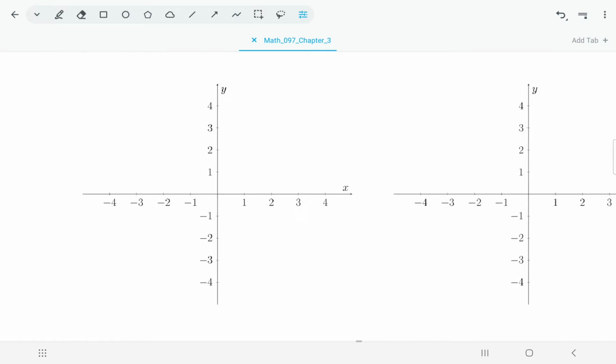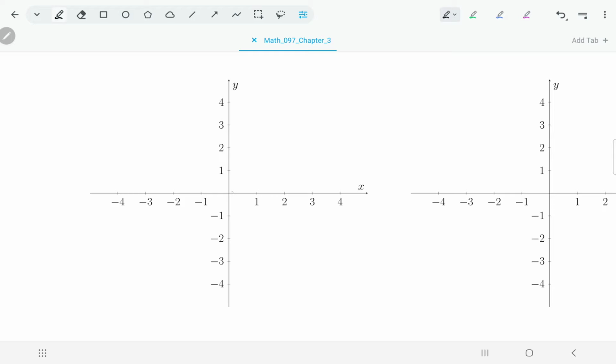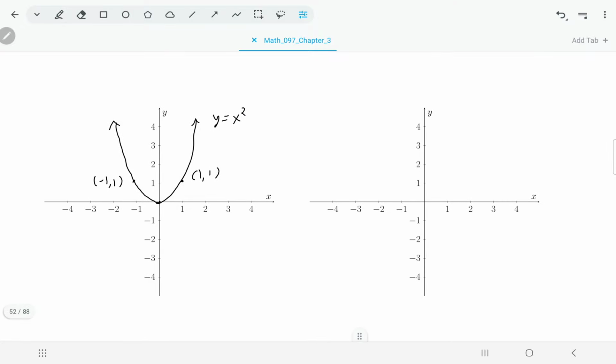So I'll start off with my basic shape, y equals x squared, which has the same 3 good points that absolute value of x did. Just more of a curvy shape rather than a pointy straight line kind of a shape. I'm going to label the equation, and I'll label the points. And there we go. We've got our basic shape accomplished.